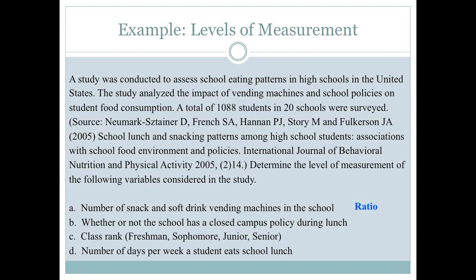Now, whether or not the school has a closed campus policy during lunch, that's going to be nominal. So that would either be yes or no, but there's no real associated order there, so it's just nominal. Now for C, we have class rank, freshman, sophomore, junior, senior. So for this particular one, there is some kind of associated order. So this one's going to be ordinal. And then D, number of days per week a student eats school lunch. This one's also ratio because a student can eat school lunch 0 days a week, and that is an absence of quantity. It means that they do not eat school lunch on any days.